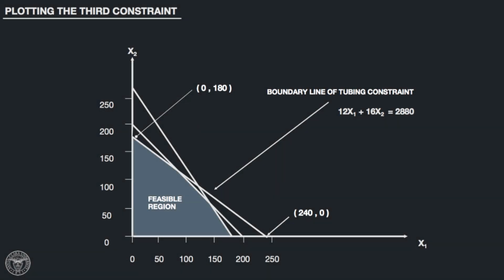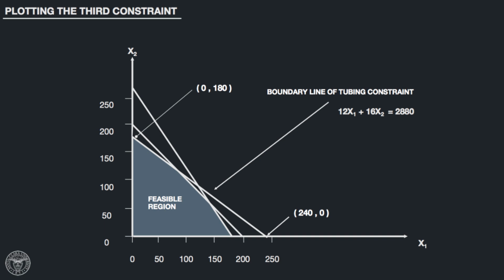Similarly, we have the third constraint, 12x1 plus 16x2 less or equal 2880. Again, we just need to care about the equal sign. So let's set x1 equal to 0. So we have x2 equal to 180. If we put x2 equal to 0, we have x1 equal to 240. So with those 2 points, we can draw the third constraint on the graph.